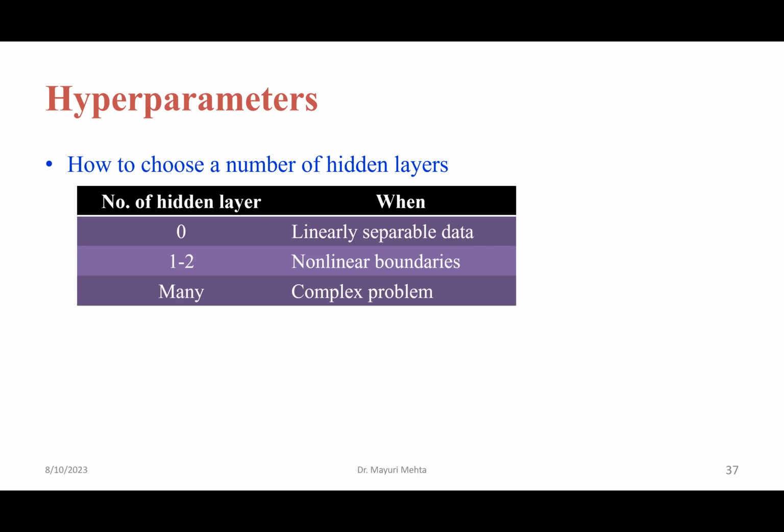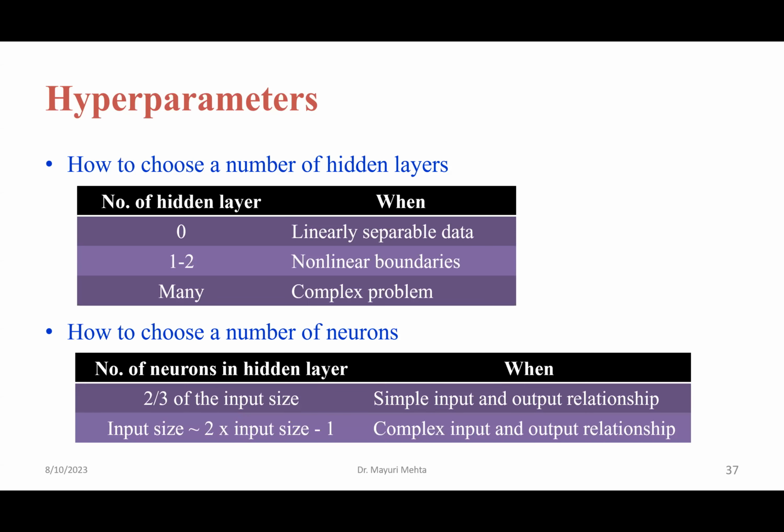So this is about the number of hidden layers. I hope this is clear to everyone, how to choose a number of hidden layers. Now, the next hyperparameter is how to choose a number of neurons. Fine. Okay, once we decide the number of hidden layers, the next job is to choose the number of neurons you are going to include in each hidden layer.